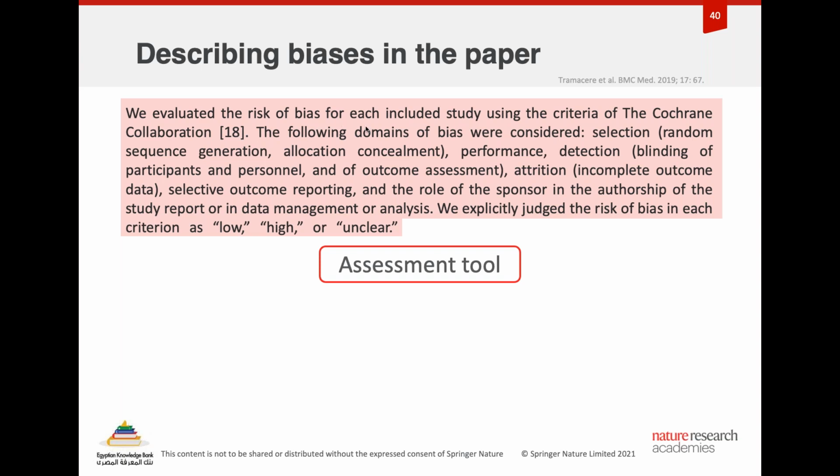And they go on to say the following domains of bias were considered. So selection bias, performance bias, detection bias, attrition bias, and selective reporting bias. So those are those different dimensions we already had gone through, as well as the role of the sponsor in the authorship of each study report. And then we classified each one as being low, high, or unclear. It's exactly the same as what we just went through together.